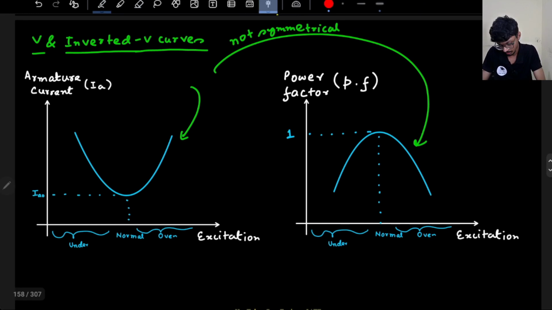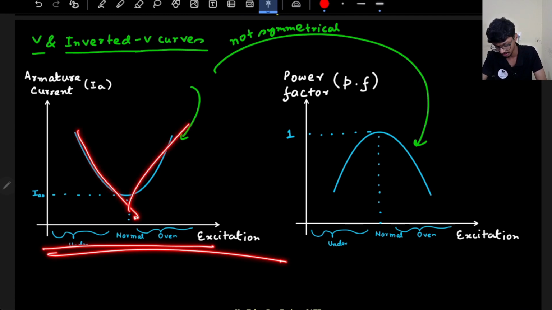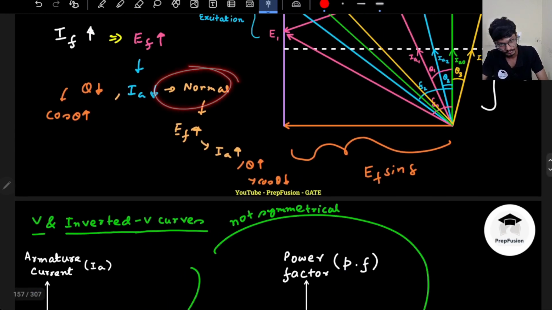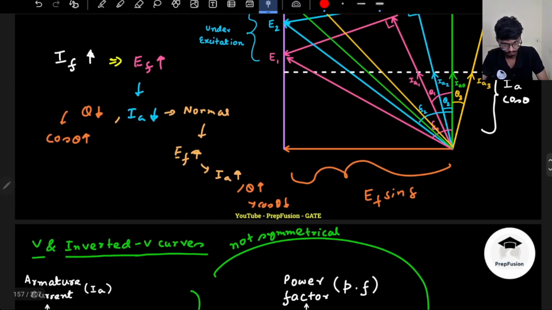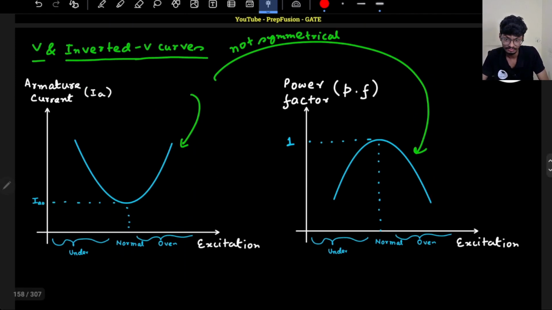So from under excitation I go to over excitation. I'm increasing my excitation. Initially current will reduce, then it will increase, as I'm telling over here. For power factor it will be just the opposite. So that's why it is called inverted V. It is like a V shape, that's why it is called inverted V and V curve.